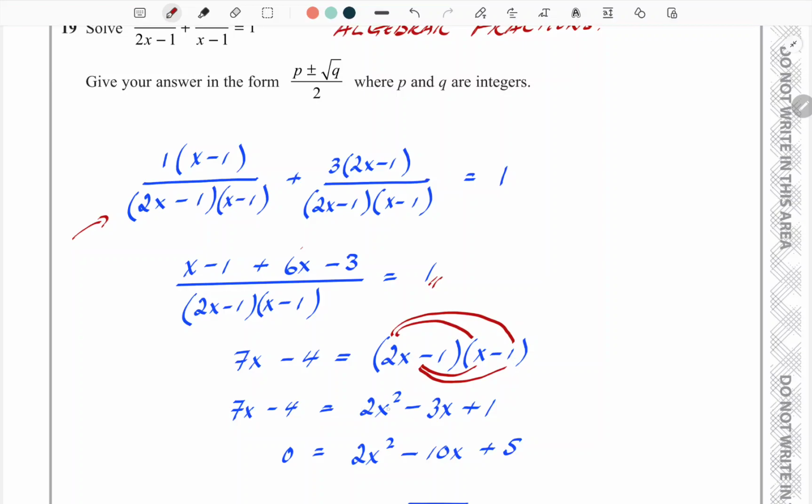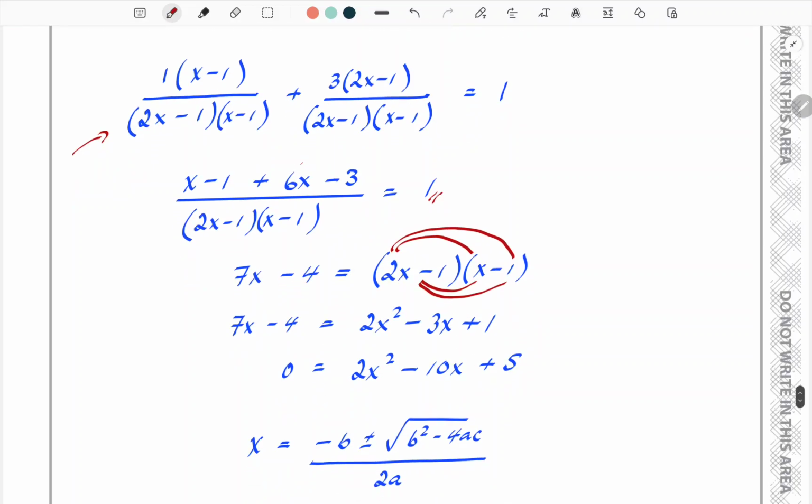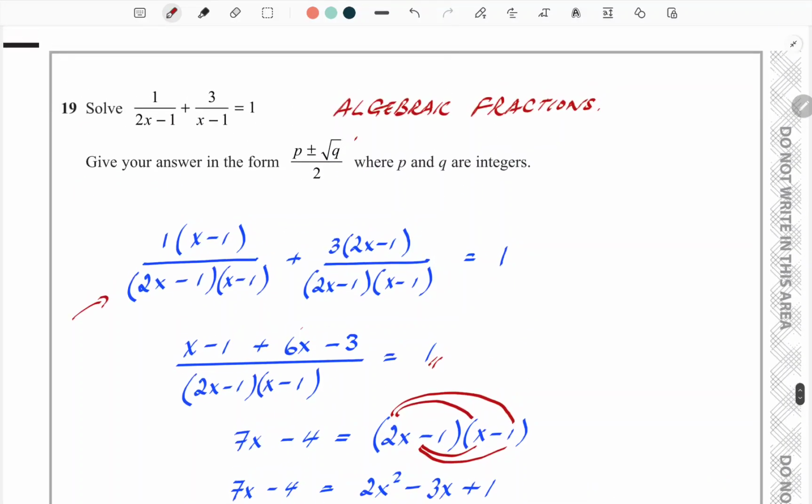That's where 2x squared minus 3x plus 1 comes from. Move everything onto one side, all right? I'm keeping the x squared positive, so I've moved everything to the right-hand side. And you end up with 2x squared minus 10x plus 5. And they've said in the question, just look at that again, they wanted it in surd form.